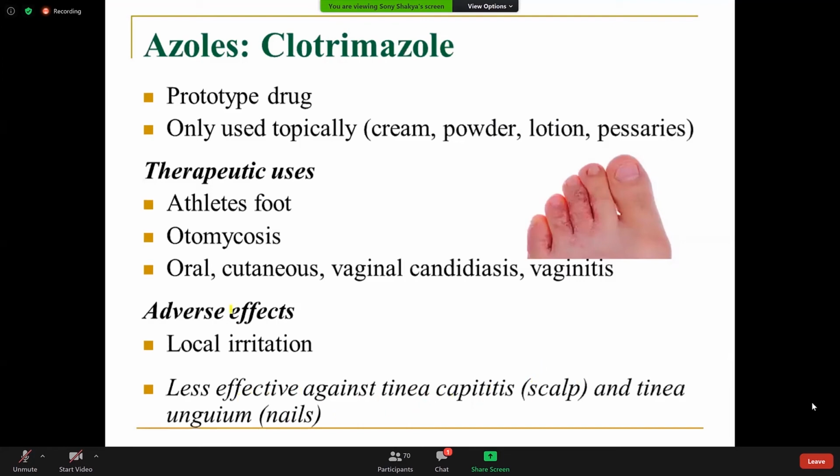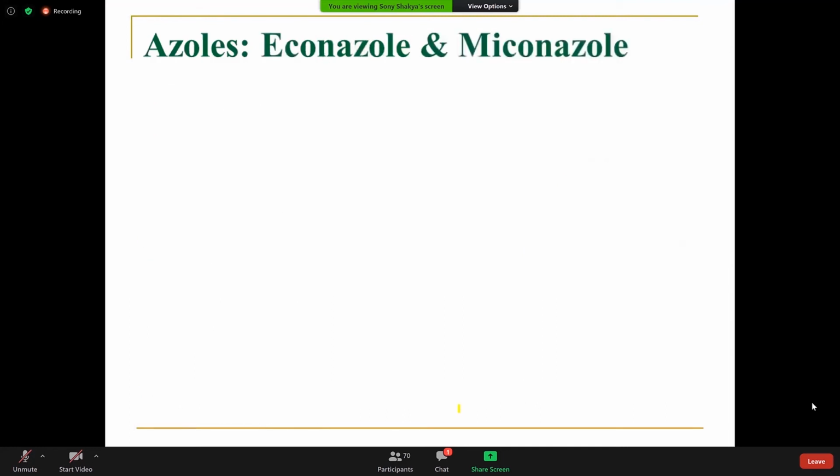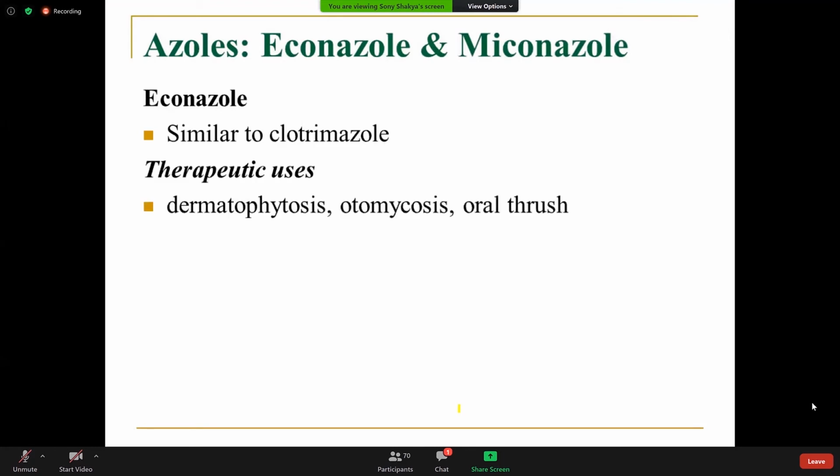It is not an adverse effect, I just added it: scalp and tinea unguium, nail. Clotrimazole turns out not to be that effective in nail and scalp, though it is a very, very commonly used and popular drug. Remember that. There are other drugs for that. So next is econazole and miconazole. Econazole is similar to clotrimazole and its therapeutic uses are dermatophytosis, otomycosis and oral thrush.